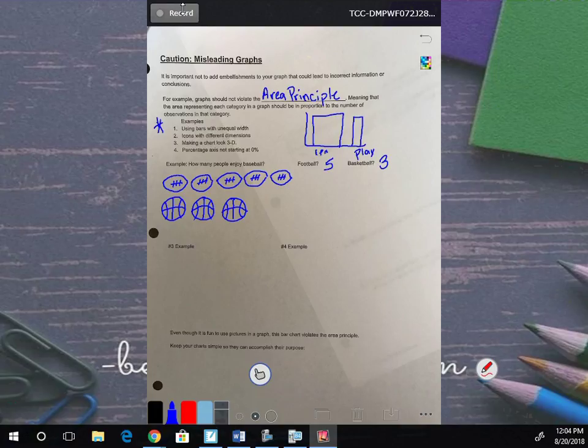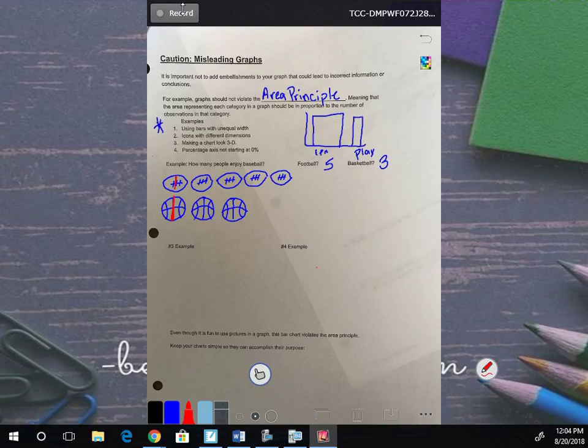Okay. Are they the same height? Say no, because they're not supposed to be. No, because look at this football. This football is only this high, maybe like half an inch, while my basketballs are a lot taller. Y'all see how the height of them are different? That violates the area principle. Everything must be the same width, the same height.